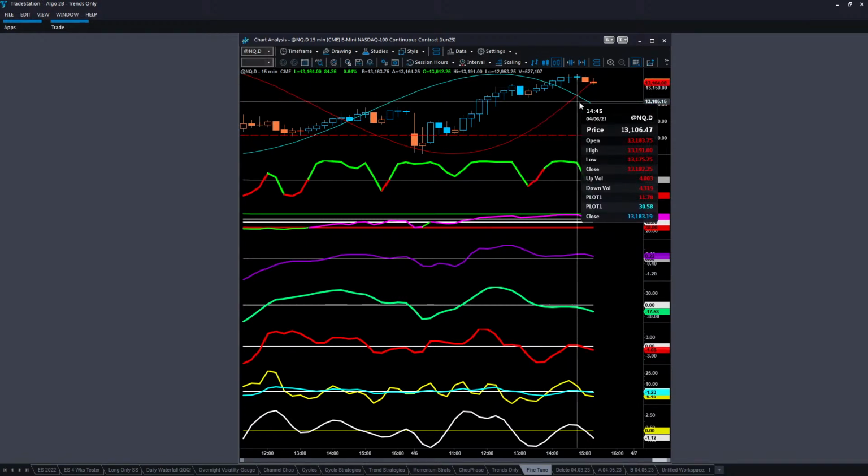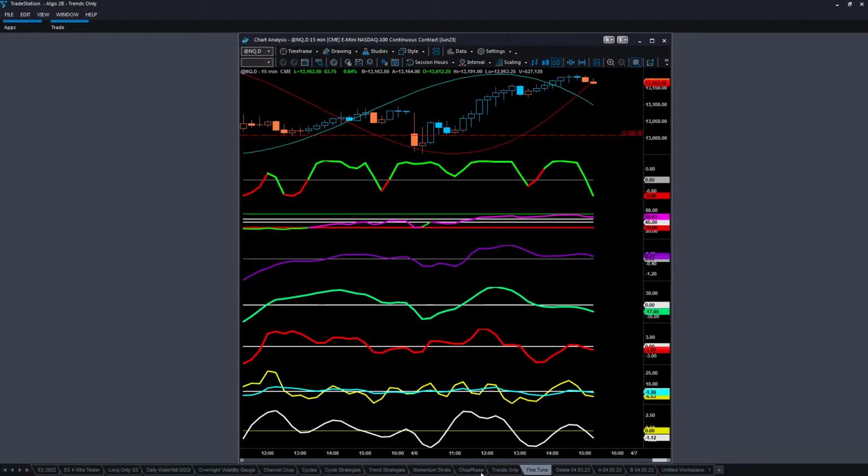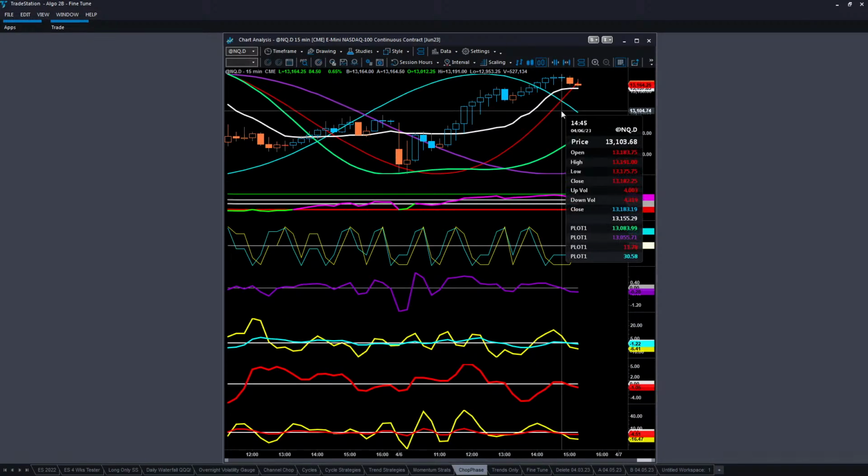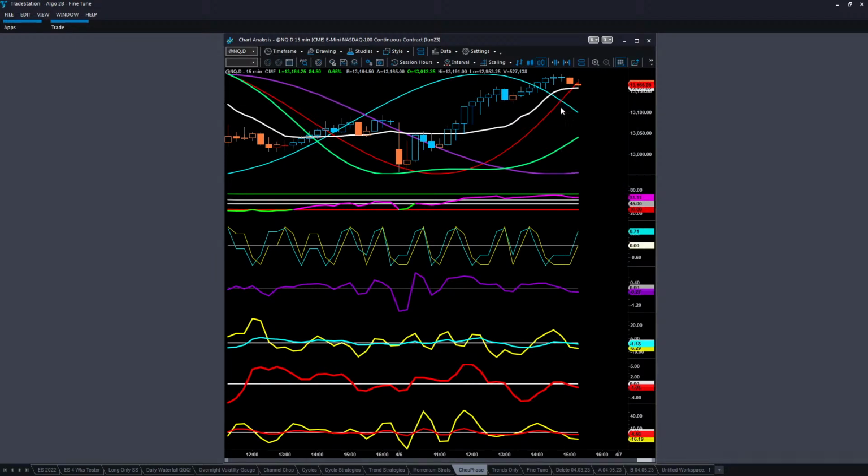Funny. Boom. Nail the top right there, right at the crossing. Look at that. Right there, nail the top right there at that crossing. Now, whether or not this thing comes down.